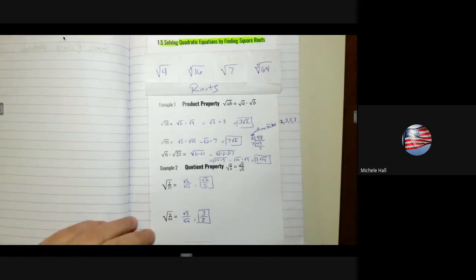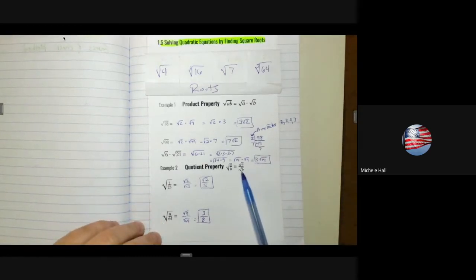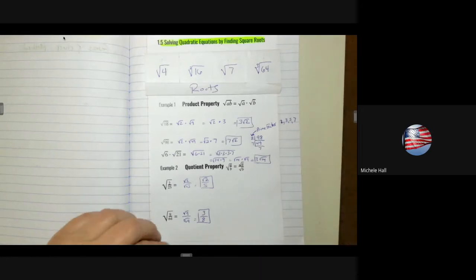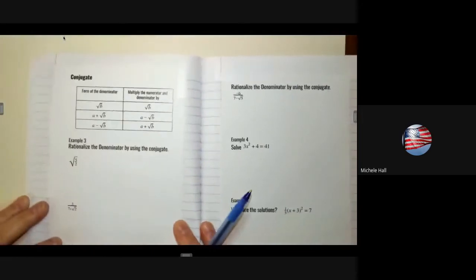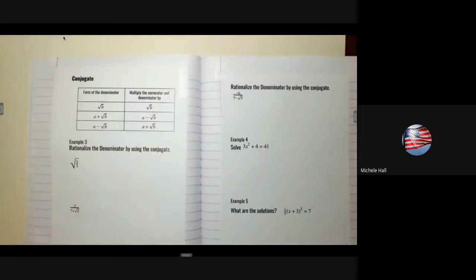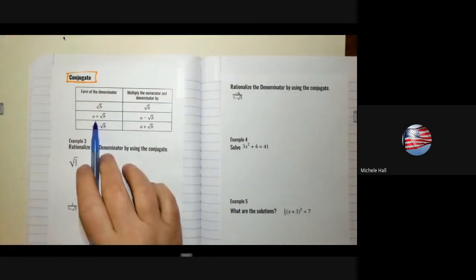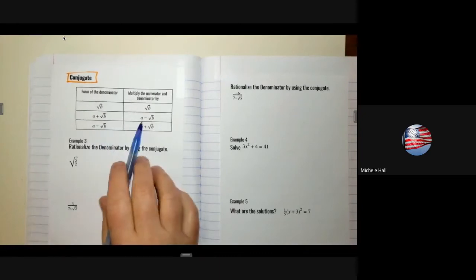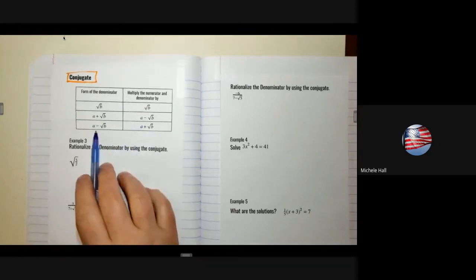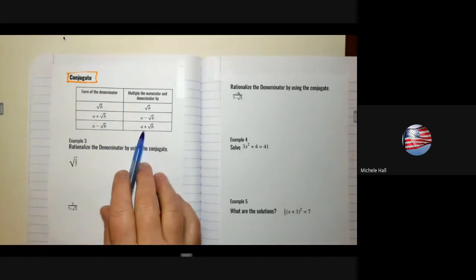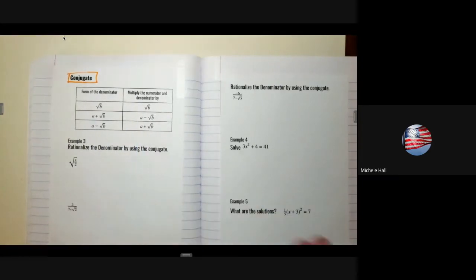Now, if life were only that simple, we cannot leave square roots in the denominator. That's going to be a problem. So what we need to have is a conjugate. If I have a plus the square root of b, then I also have a minus the square root of b. If I have a minus the square root of b, then I also have a plus the square root of b. They go together. Really can't have one without the other.